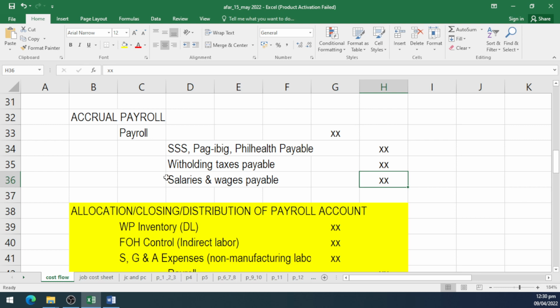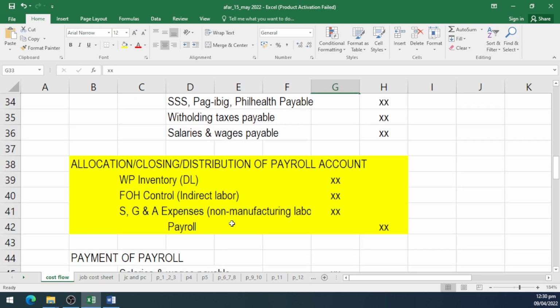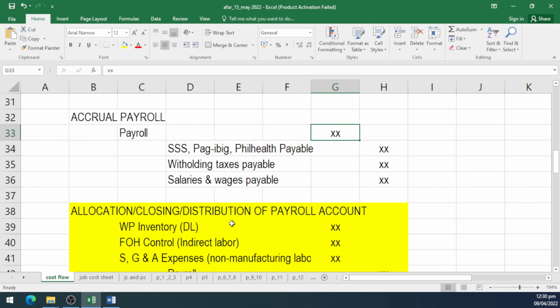The next will be this payroll control account. Control account lang yan, ladies and gentlemen, temporary. Ang purpose niyan, para ma-minimize yung posting in the wrong account. That's actually an internal control, in order to prevent misposting and miscomputation. So, ang na-compute na payroll, nakadebit muna sa payroll control account.